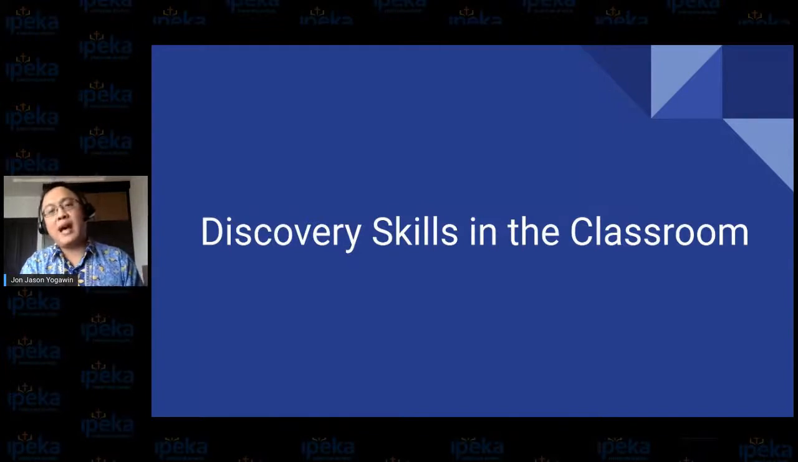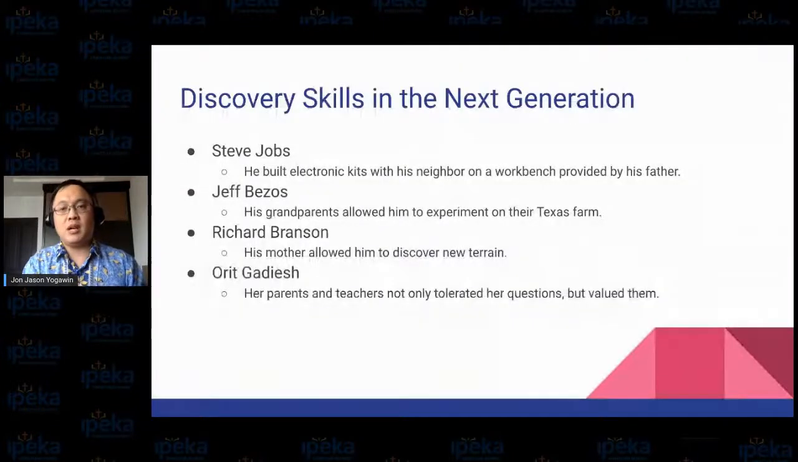Let's look at how adults influence the growth of the likes of Jobs, Bezos, and Gadish. Our innovators all had adults supporting their growth and discovery. Steve Jobs built electronic kits with his neighbor on a workbench provided by his father when he was young. Jeff Bezos, when he was young, was allowed by his grandparents on their farm to experiment on things. Richard Branson of Virgin Airlines, his mother allowed him to discover new terrain.